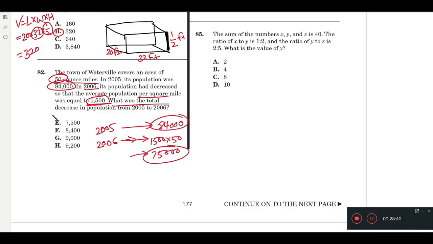Now it says, what was the total decrease in population? Subtract. 84,000 minus 75,000, we get 9,000.